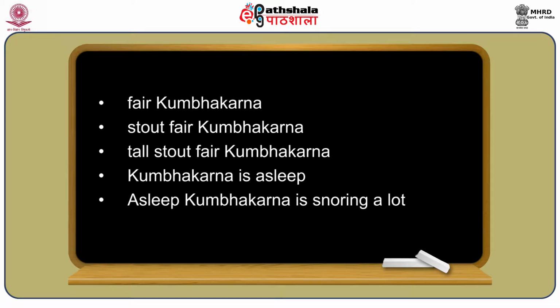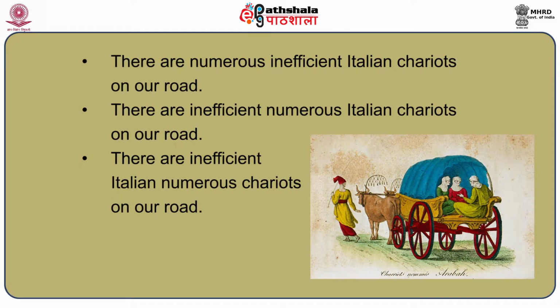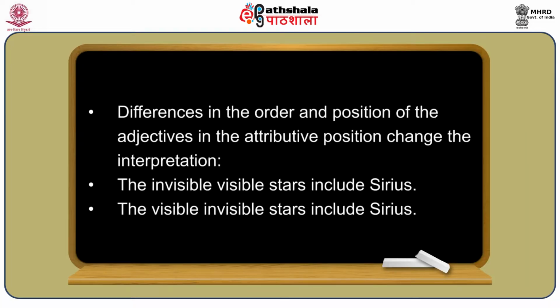Further, there are restrictions on the ordering of adjectives in attributive positions. There are numerous inefficient Italian chariots on our road is good, but it's ungrammatical to say there are inefficient numerous Italian chariots on our road. It's also ungrammatical to say there are inefficient Italian numerous chariots on our road. Differences in the order and position of the adjectives in the attributive position change the interpretation.